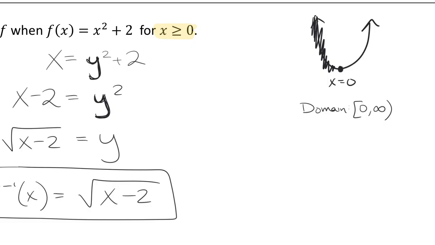And since this is a restricted domain, we had to take our range, which from this question was negative infinity to infinity, and also restrict it to 0 to infinity. So a restricted domain causes a restricted range in its inverse.